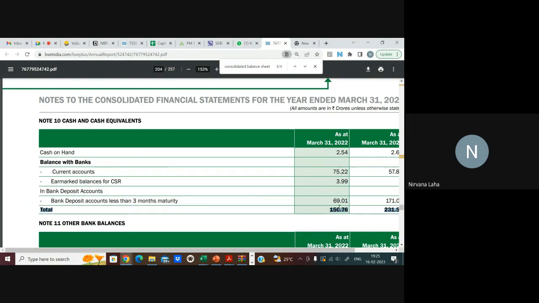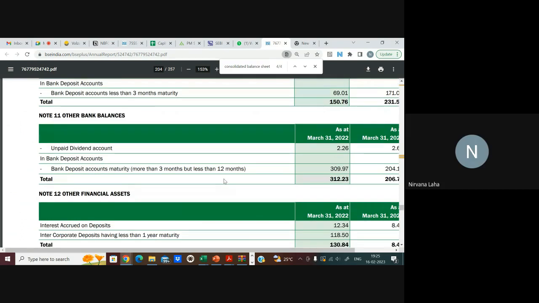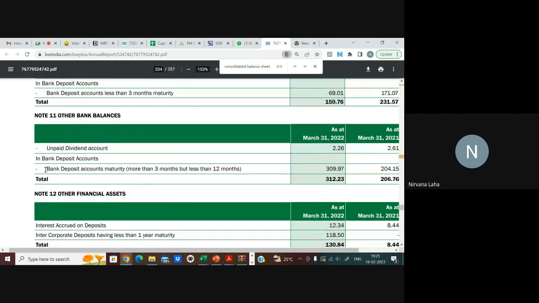So remove it. After removing it, you have about 75 crores left, right? 150 minus 75 is 75. Okay? 75. And in other bank balances, see the item: bank deposit accounts with maturity more than 3 months but less than 12 months. So this is an FD account. So you will take the full amount, right? So 312 plus 75, about 387 crores.